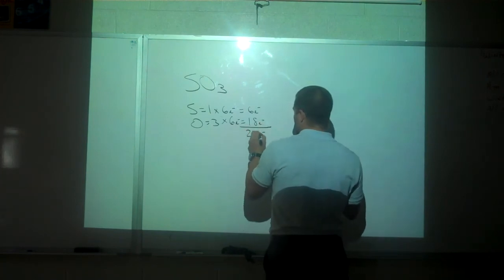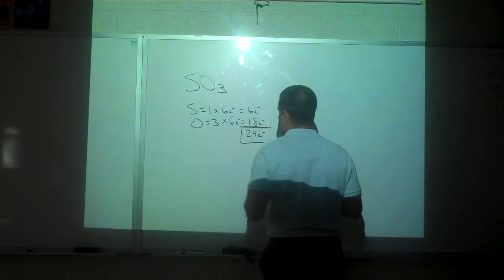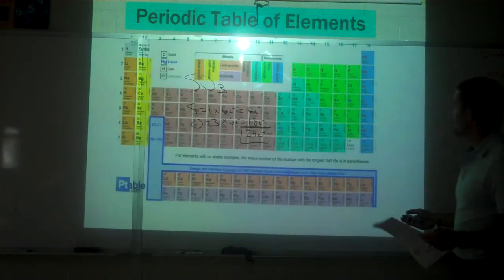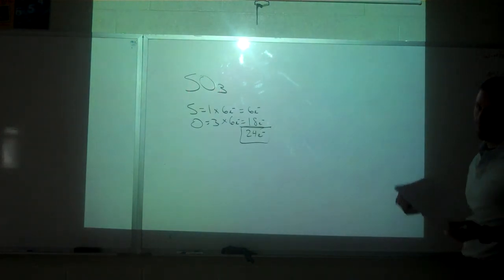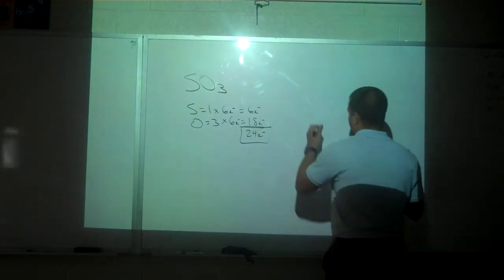So now we need a total of 24 valence electrons. Since there's 3 of these and 1 of these, which one do you think goes in the middle? Yeah, very good. If you said sulfur, you're good.